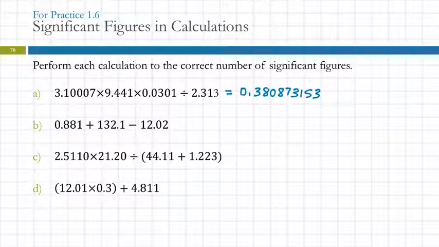The leading 0 doesn't count. So I've got 1, 2, 3. I'm going to keep this place. I'm going to look at the next digit, and that tells me whether to round up or down. This one rounds up, and so I'm going to express my answer as 0.381.